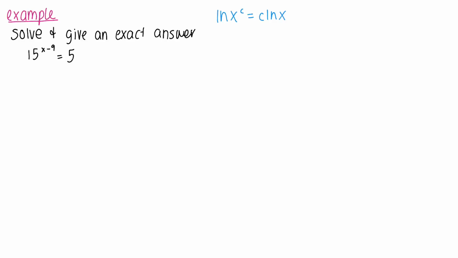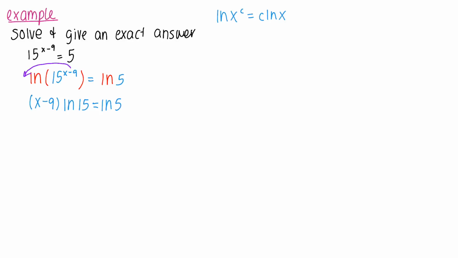To make that happen, I'm going to take ln on both sides. So ln of 15 raised to the x minus 9 is equal to ln of 5. Now I'm going to take the exponent down in front. It's really important when you do this that you put parentheses on it. So the entire exponent comes down, x minus 9, ln 15, is equal to ln 5.